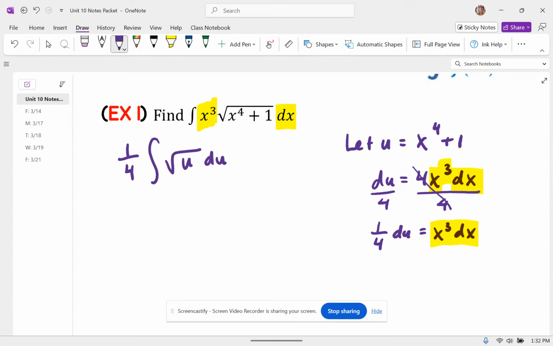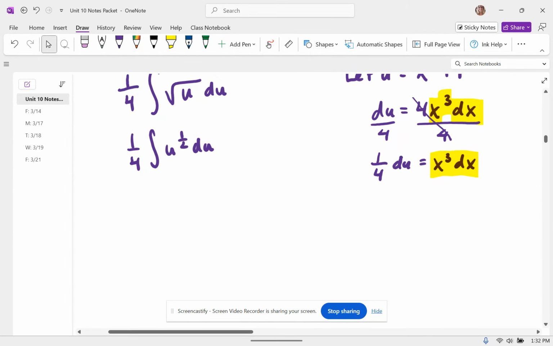It's a little tool that helps us make stuff easier, right? So now if I wanted to integrate this, it's so easy. I would just write it like this. And now I get to use the reverse power rule. Yahoo! I have a 1/4 out front. I have u to the 1/2, and I'm going to add 1.